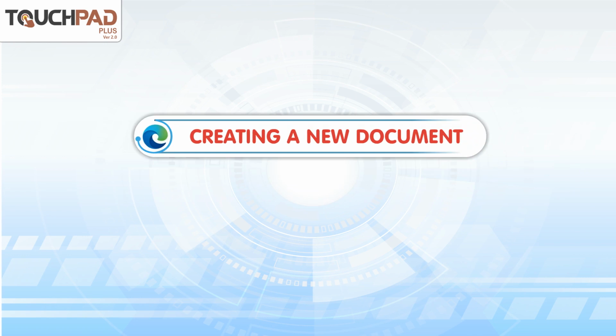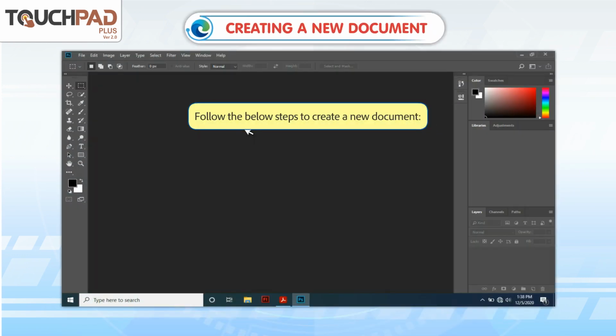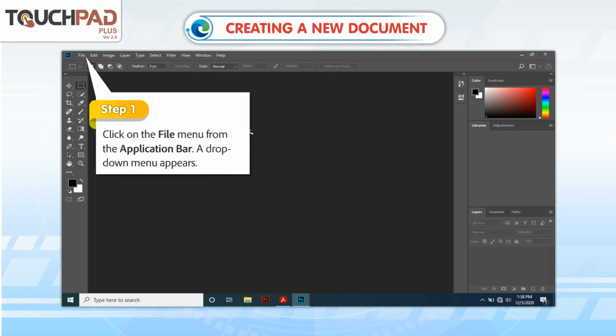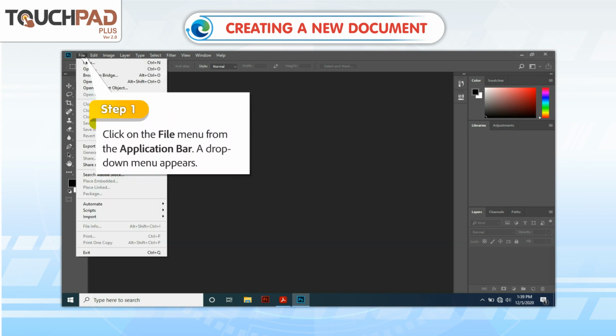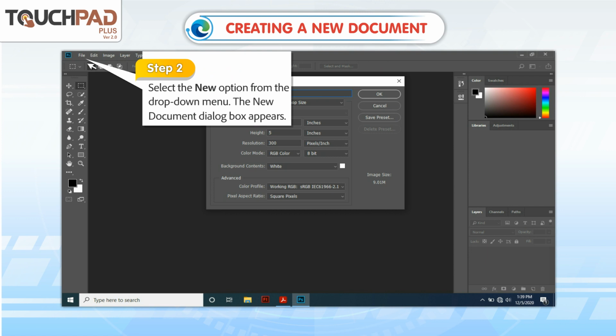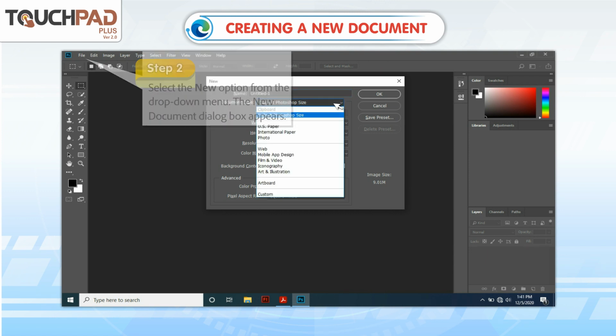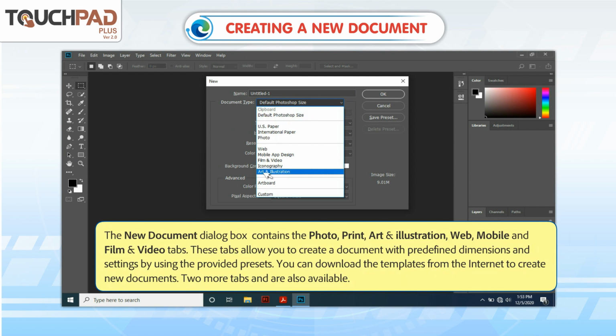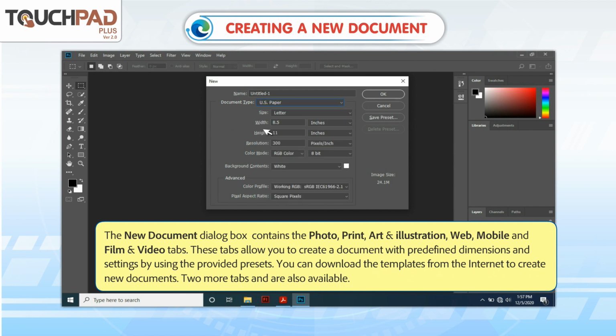Creating a new document. Follow the below steps to create a new document. Step 1. Click on the File menu from the application bar. A drop-down menu appears. Step 2. Select the New option from the drop-down menu. The New Document dialog box appears. The New Document dialog box contains the photo, print, art and illustration, web, mobile and film, and video tabs. These tabs allow you to create a document with predefined dimensions and settings by using the provided presets.